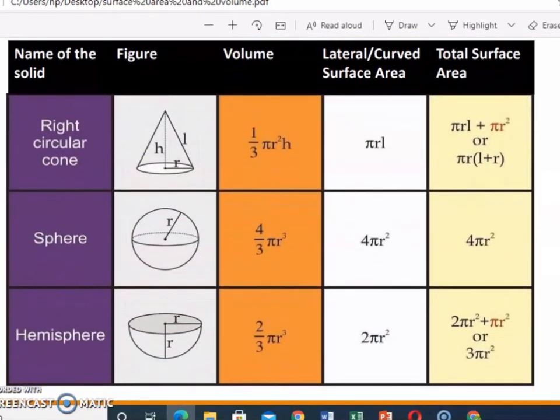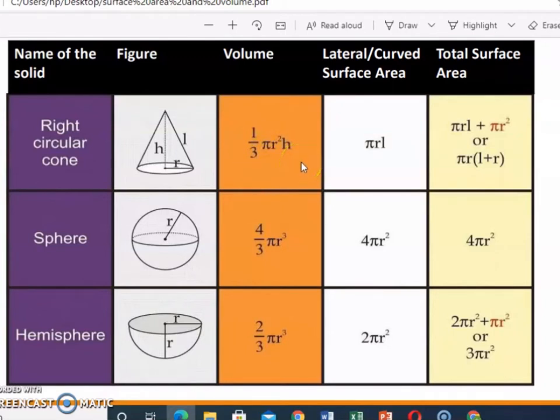Then you have the right circular cone. So cone is 1/3 the volume of a cylinder. So 1 by 3 pi r square h. That will be the volume. Curved surface area will be pi r L, where L is the slant height. So there are two heights of a cone. One is this perpendicular height, which is denoted by h, and one is the slant height, which is denoted by L. And r is the radius. So for the surface area, you require the slant height, whereas for the volume, you require the height, perpendicular height.